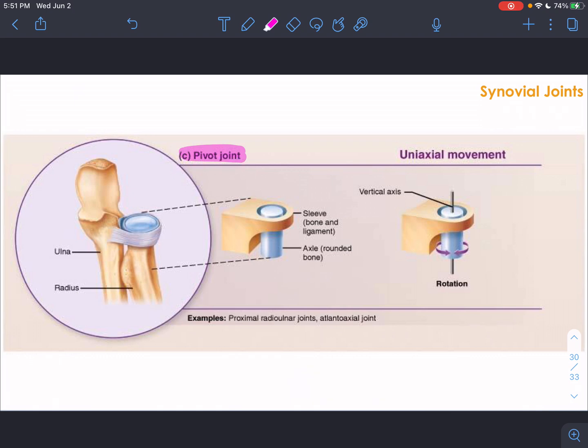Pivot joints also allow for uniaxial movement, so movement in a single plane. For a pivot joint, you're going to have a sleeve, which is most times a bone and also a ligament, creating a sleeve around the axle, which is going to be a rounded bone. So your radius and ulna here are an example. And it's going to allow for rotation, because we have the axle in the sleeve that's going to be allowed to rotate.